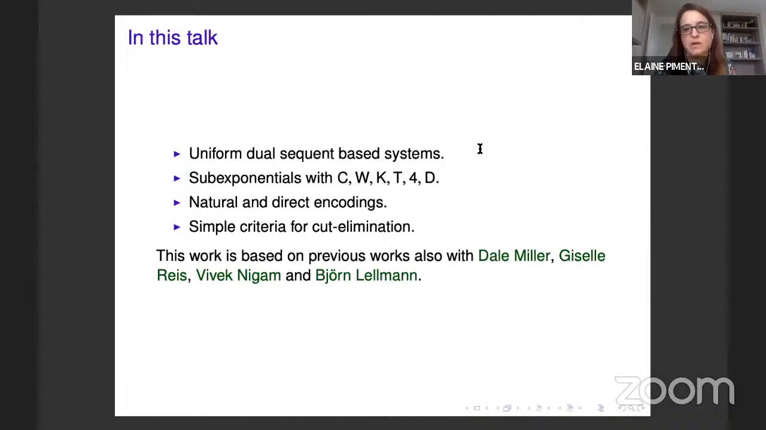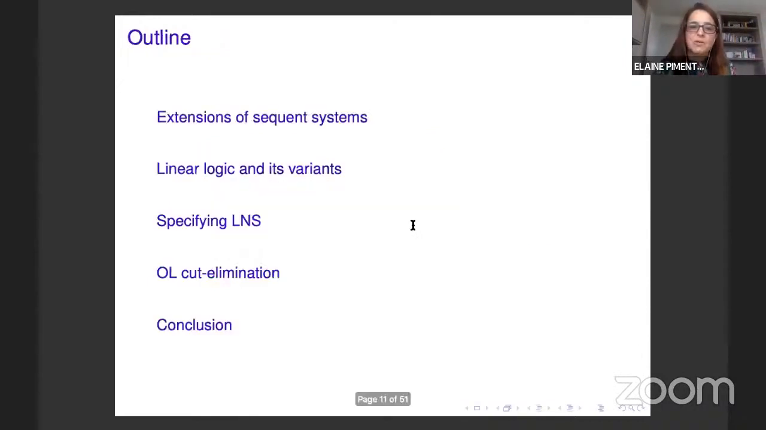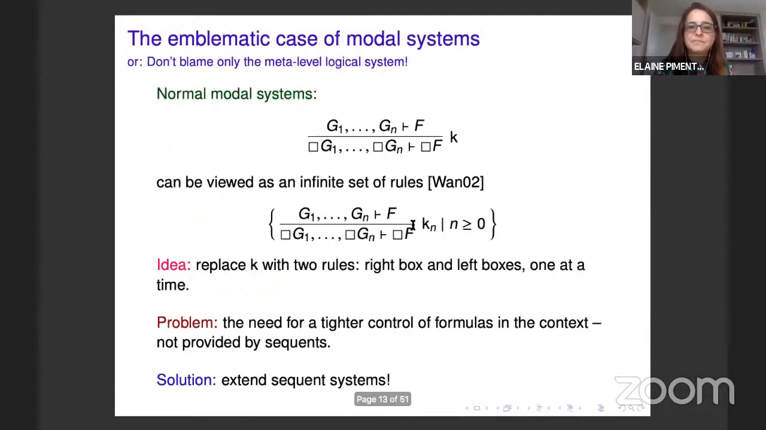The first one is with Dale, but then it comes Giselle and Vivek, with whom we worked on sub-exponentials. And then Bjorn was the sole responsible for us to understand these two first things here: sequence-based systems, and extensions and sub-exponentials that are not only weakening, contraction and promotion in the relation. Right, so let's do it.